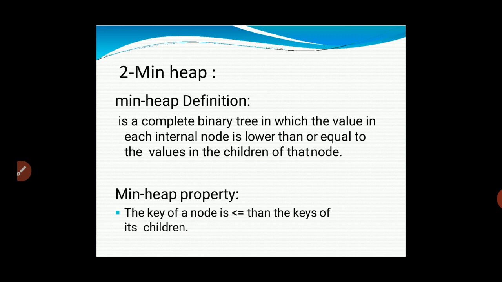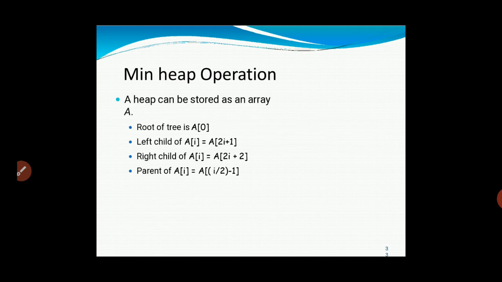So next one is min heap. We have discussed that if the parent is less than or equal to the child values, this is the min heap. And there is a definition: the min heap is a complete binary tree where the value of each internal node is lower than or equal to the value in the children of that node. This is the property of the min heap. Here we have to write that the key of the node is less than or equal to the key of the child.